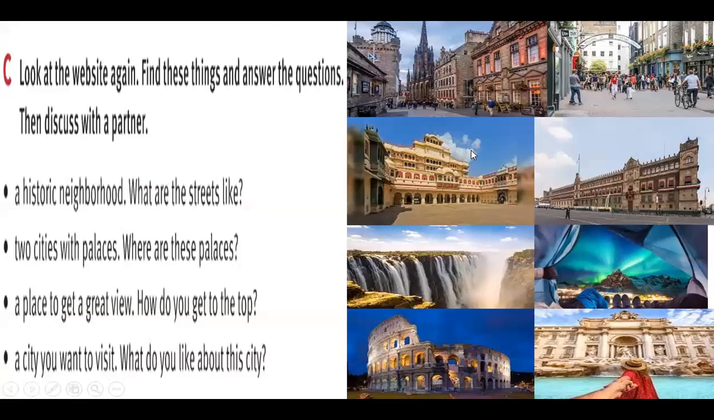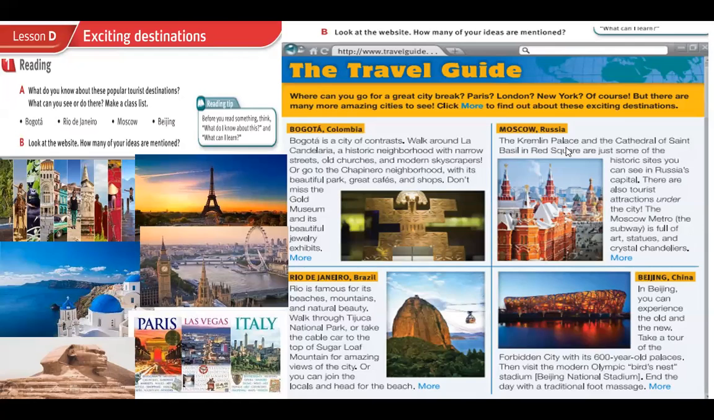Moscow. And we are going to talk about the Kremlin Palace. The Kremlin Palace and the Cathedral of St. Basil in Red Square are just some of the historic sights you can see in Russia's capital. There are also tourist attractions under the city. The Moscow Metro, the subway, is full of art, statues, and crystal chandeliers.